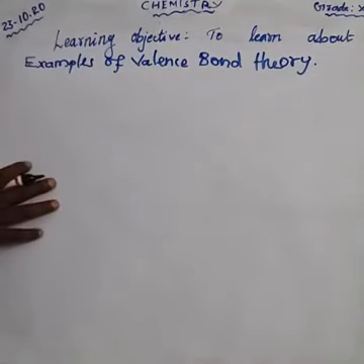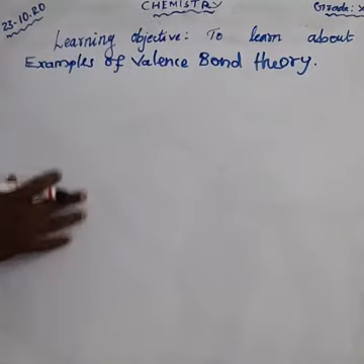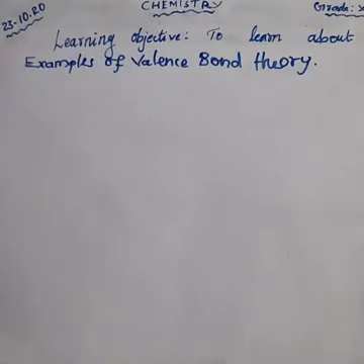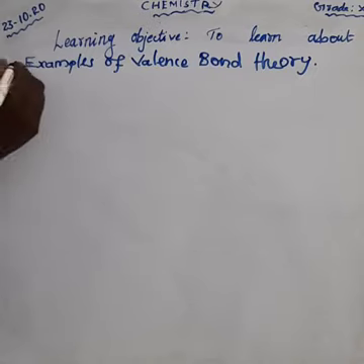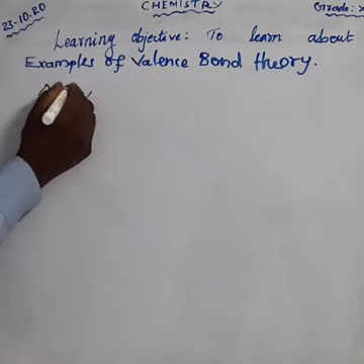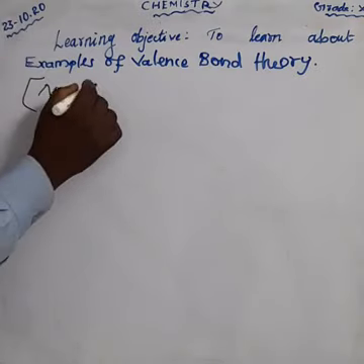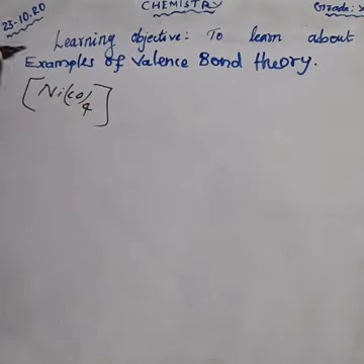Okay, let us begin to discuss what the examples are, the applications of VB theory. We are taking some complexes. This is one of the complexes, Ni(CO)4, that is nickel tetracarbonyl.